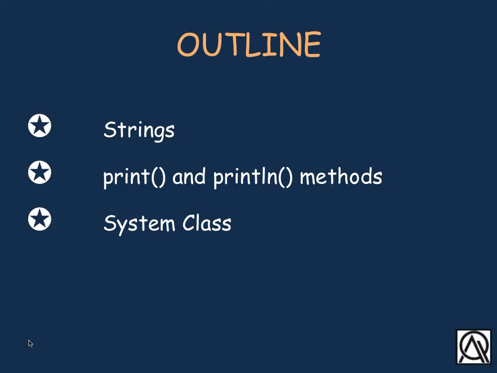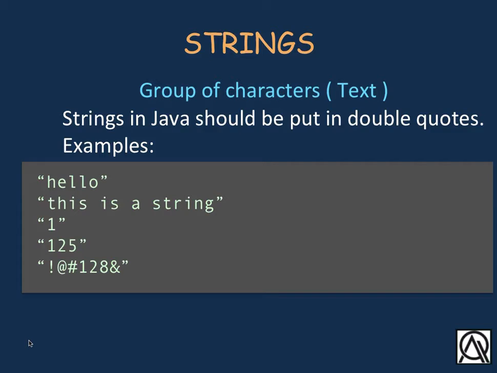First of all, let's see what are strings. A string is a group of characters. It is some text. If you want to write some text in Java, this text is a string. All strings in Java should be put in double quotes. So let me give you some examples. Here is a list of strings.